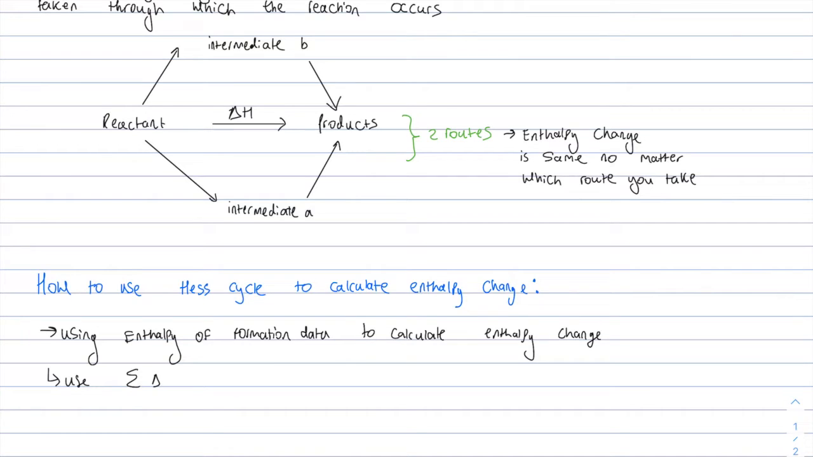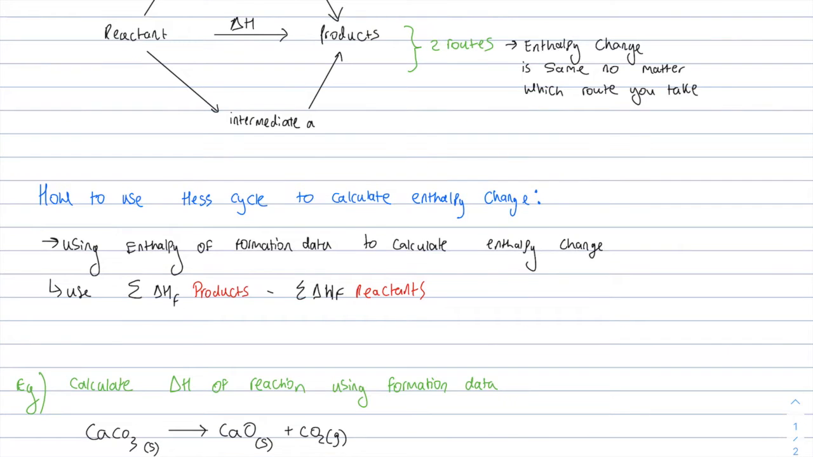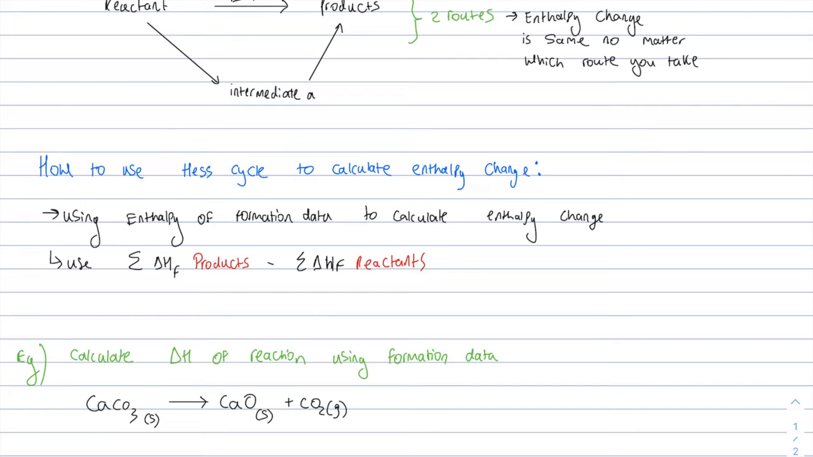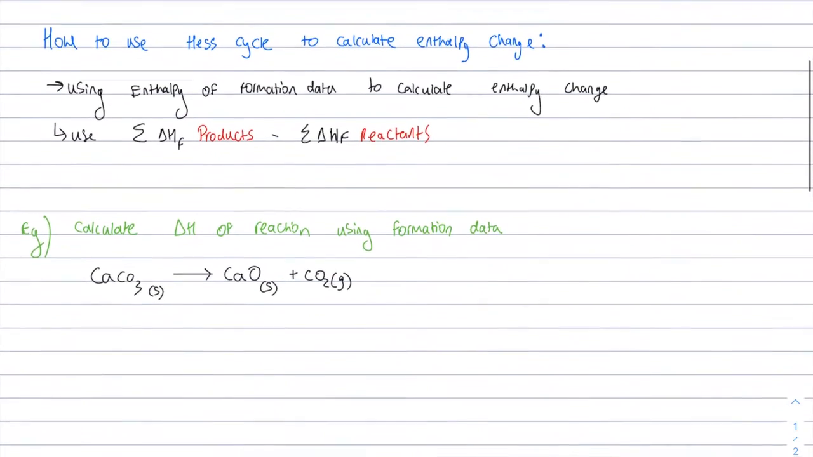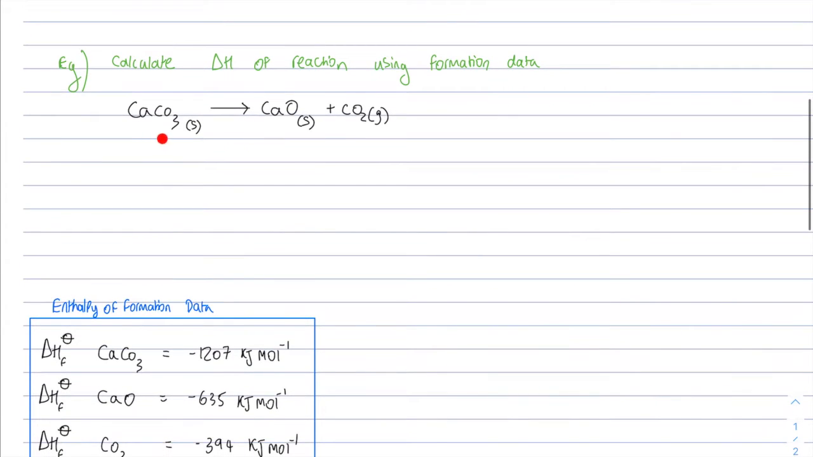Sum, so sigma, sum of enthalpy of formation of the products subtracted by the enthalpy of formation of reactants. So what does it exactly mean? Well, if you had a question saying calculate the enthalpy change of a reaction using the formation data, and the reaction is CaCO3 goes to CaO plus CO2. So how do you use formation data to calculate enthalpy change? So how do you do this?